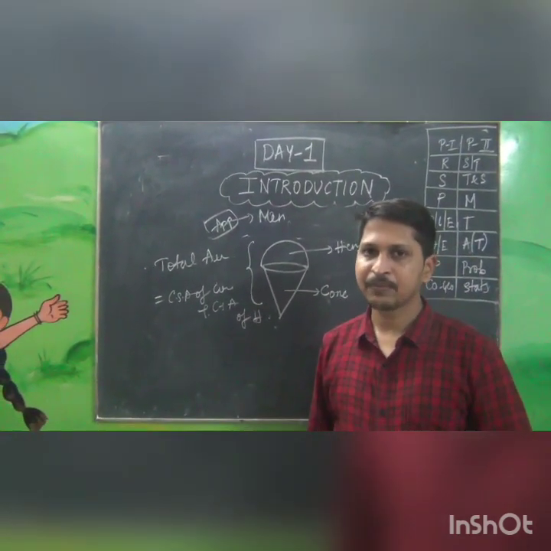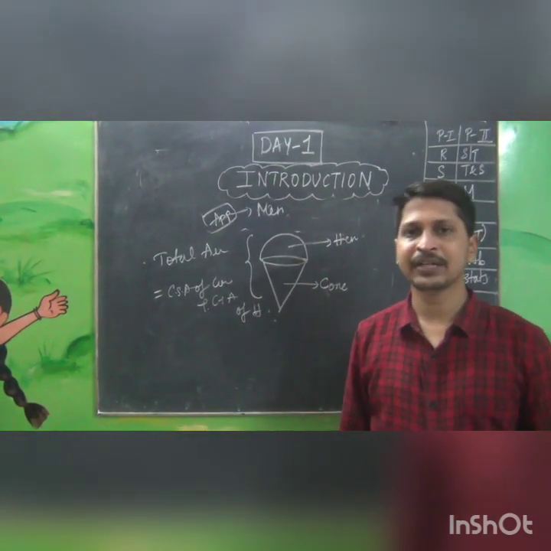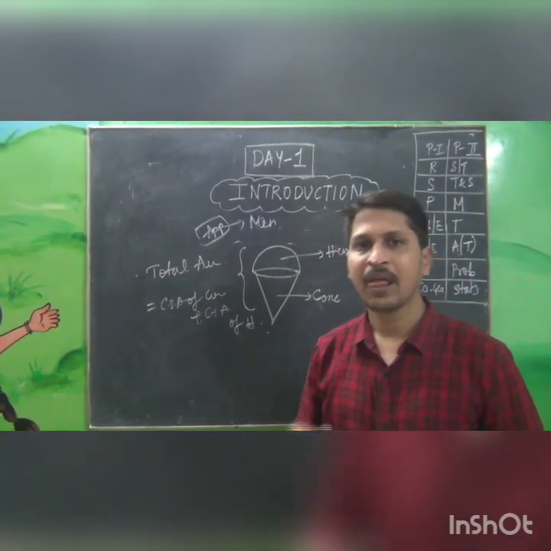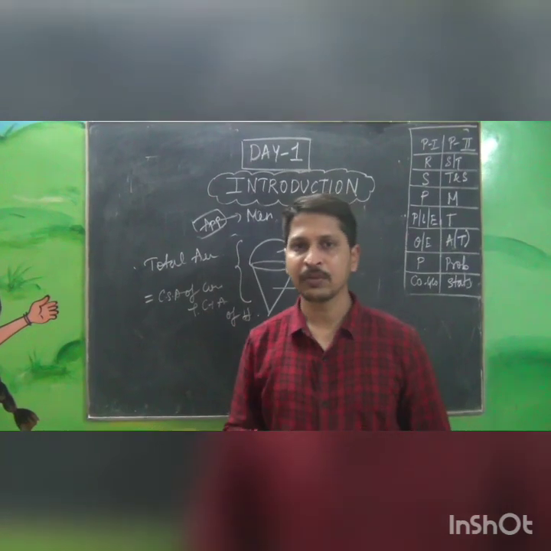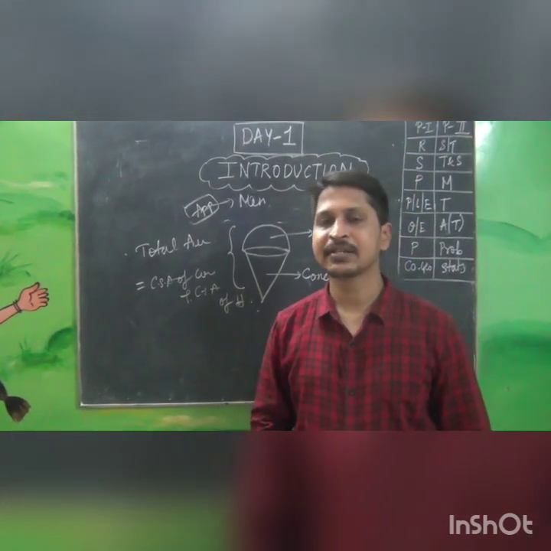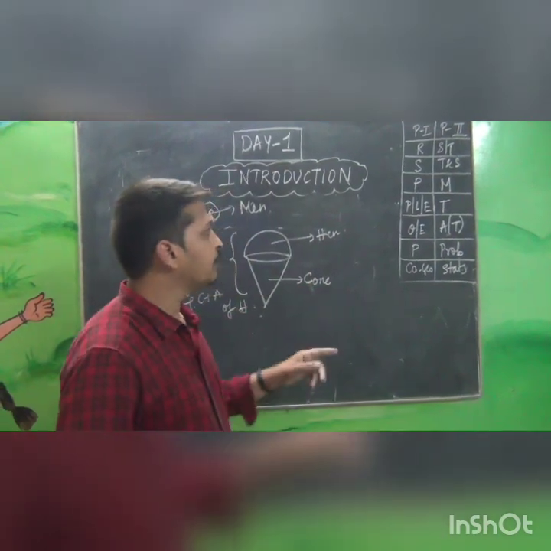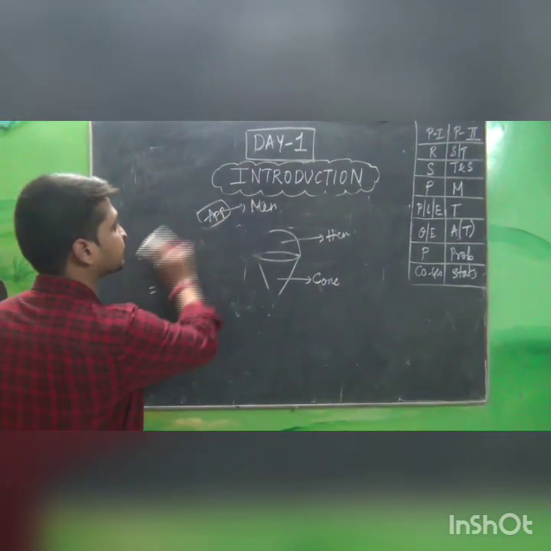Okay, so concept wise, how to find CSA and TSA and volume, and what is the difference between total surface area, curved surface area and volume, we'll discuss in depth when we are discussing the mensuration chapter. Okay, next, coming to the next one, which is trigonometry.